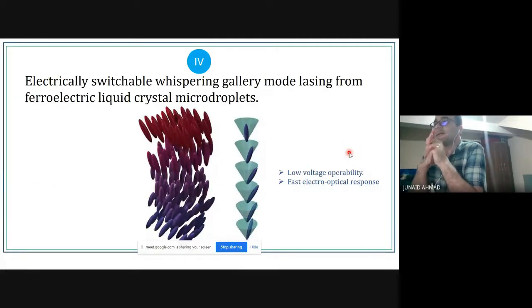Next, we also studied whispering gallery mode optical resonance and lasing in the case of ferroelectric liquid crystal droplets. By ferroelectric liquid crystals, this is how the molecules look. They are arranged around a cone, which is here. In the next layer, you would see it keeps on rotating, and this is how it looks. This sort of liquid crystal is very useful because of its low voltage operability, and it shows very fast electro-optical response because it has spontaneous polarization.